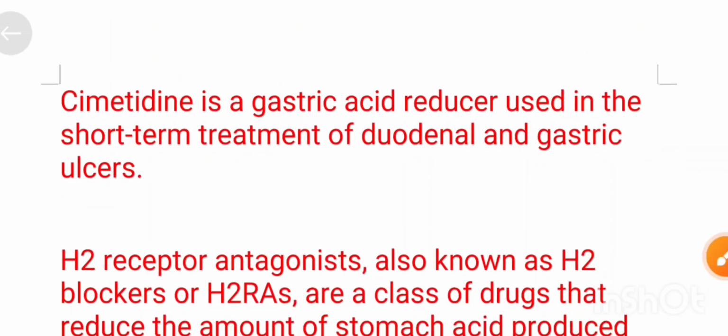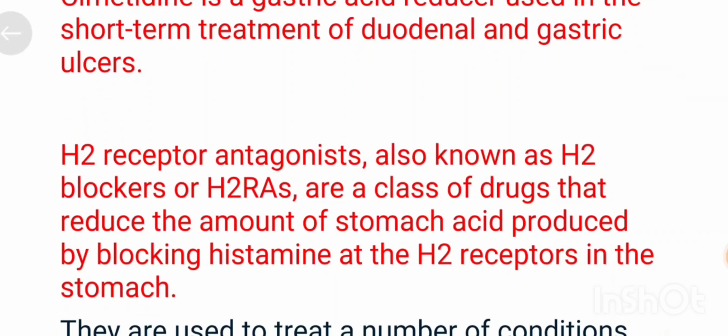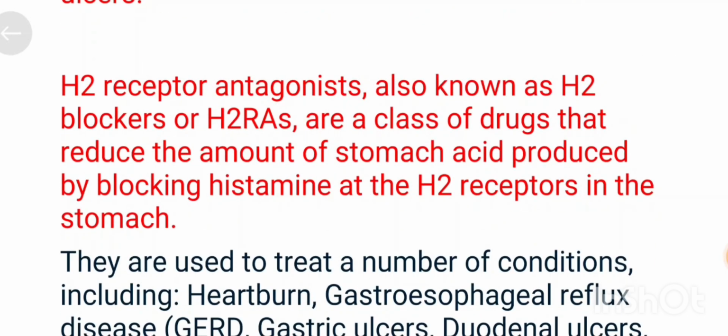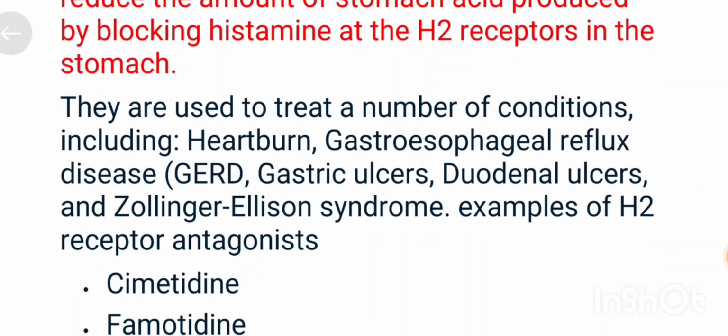Cimetidine is a gastric acid reducer used in the short-term treatment of duodenal and gastric ulcer. H2 receptor antagonist, also known as H2 blocker, is a class of drug that reduces the amount of stomach acid production by blocking histamine H2 receptor in the stomach. Used to treat a number of conditions: heartburn, gastroesophageal reflux, gastric ulcer, duodenal ulcer.